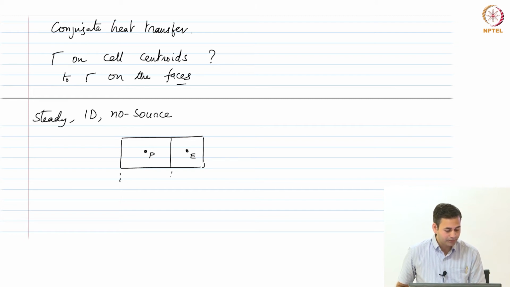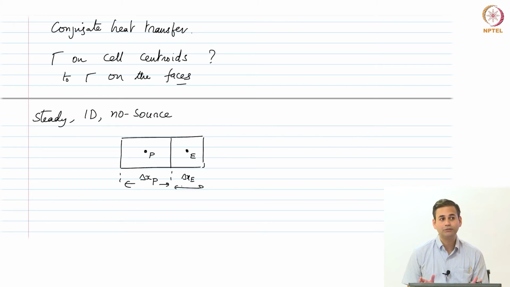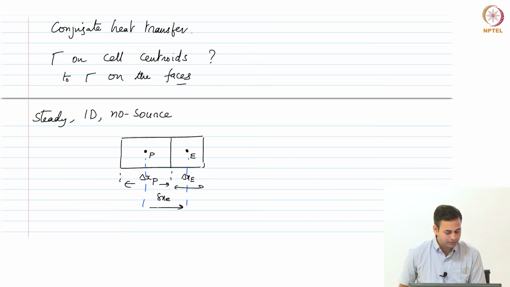As a result, the delta x I have, I would like to call delta x P. This is the cell width of the P cell, and delta x capital E would be the width of the east cell. Similarly, the width of the west cell would be delta x capital W. That is the cell width. This is not uniform anymore. Up till now, we have used delta x to denote the cell width for the P cell. Then of course, we have one more distance, the distance between the cell centroids. This is del x E.